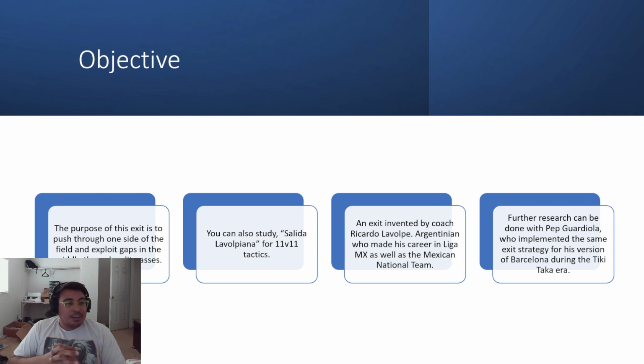The purpose of this exit is to push through one side of the field and exploit gaps in the middle through split passes. So in a 9v9, and something I love doing with 11v11, I like concentrating the focus exclusively on one side of the field and overloading it with players. This overload on that particular side allows a giant gap to build in the middle of the field that can be exploited by dropping the ball into that gap and then exiting with passes forward.